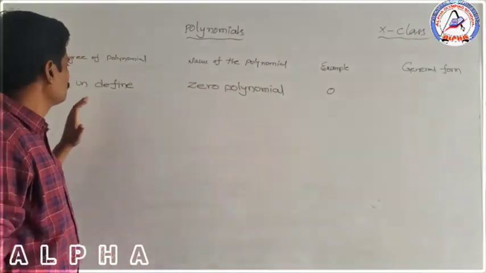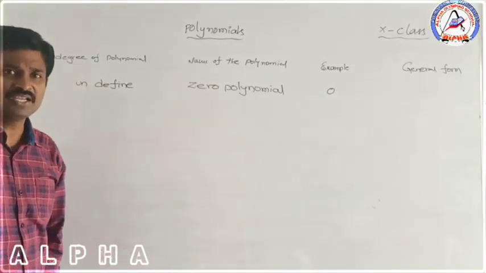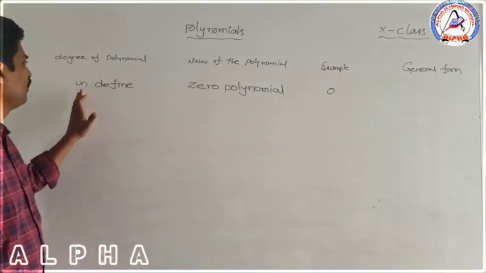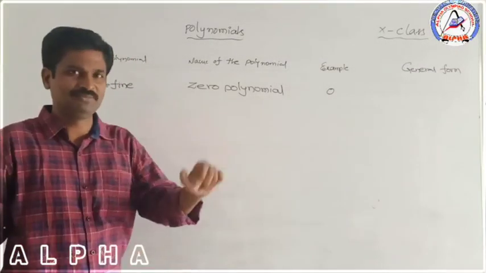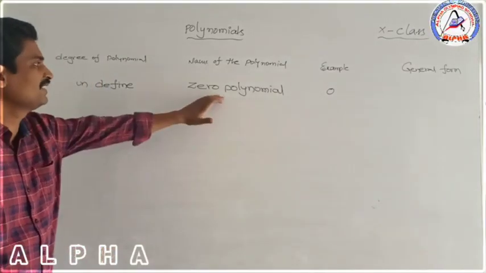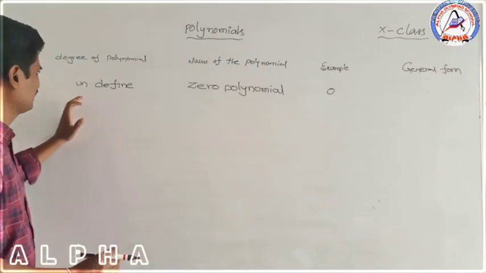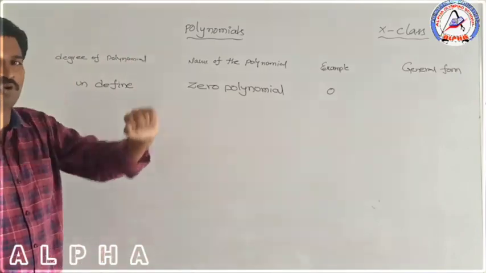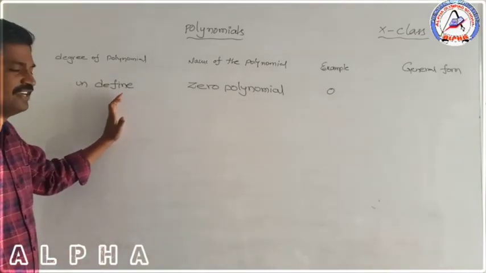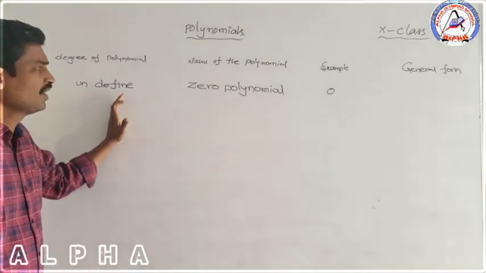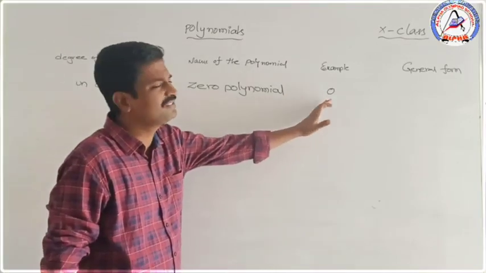The question may be asked like this: what is the degree of a zero polynomial? The degree of a zero polynomial is undefined. Another way the same question can be asked: define zero polynomial. That means if a polynomial's degree is undefined, then the polynomial is called the zero polynomial. The example is 0.